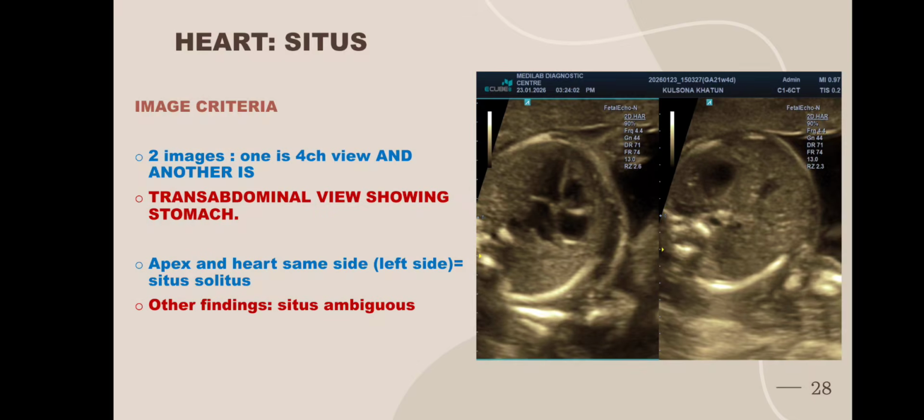Situs should be always determined. See, left sided four chamber view and right sided image showing the stomach. Both structures are to the left side, that is, stomach is to the left side and the apex is also to the left side, so this is situs solitus. Situs always should be determined.